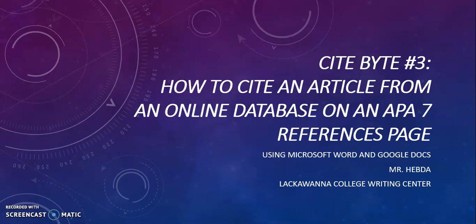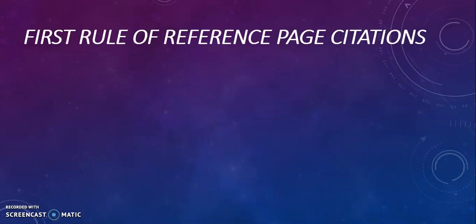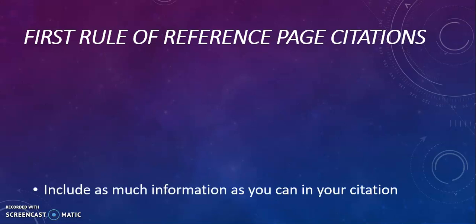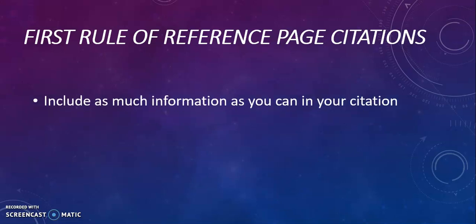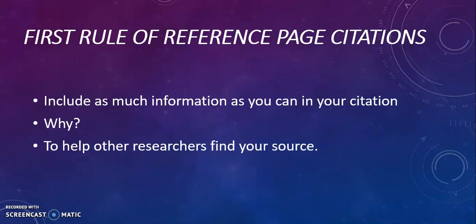Today I'm going to show you how to cite an article from an online database for an APA 7 references page. As a reminder, for any reference page citation, you want to make sure you find as much information as you can. You do that because you want to be a responsible researcher. You want to help other researchers find your source, and it's easier for them to do that when they have more information to work with. And that helps them double check your work and make sure you're doing a good job.